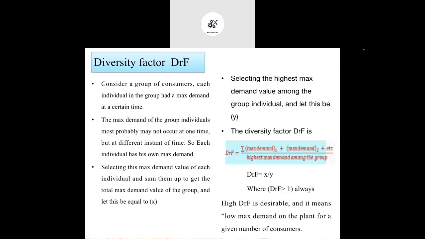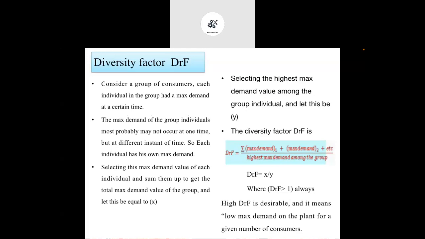Now that particular demand also changes with respect to time. During the daytime, the industries require more and more energy, but at the same time, the domestic consumers require less energy. So the maximum demand again depends upon the type of consumer, the type of customer. And by considering that type of customer, we have to find out the diversity factor.